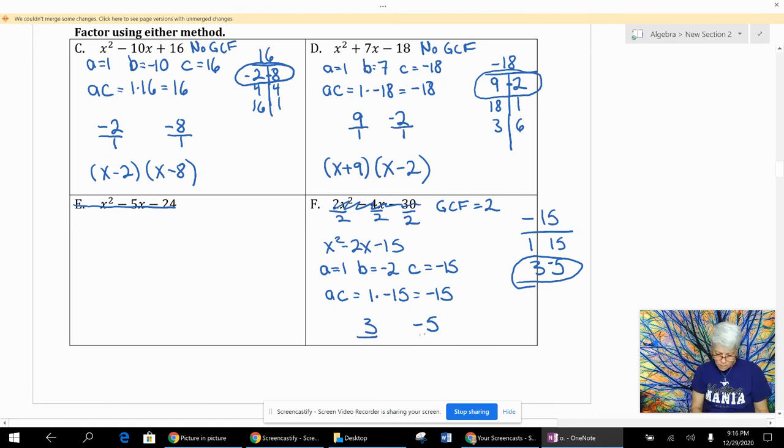I'm going to divide both by A, which again just happens to be 1. And now I'm going to do bottoms up. So I end up with x plus 3, x minus 5. I hope that's already starting to make a little bit more sense to you. So it will get easier. I promise.